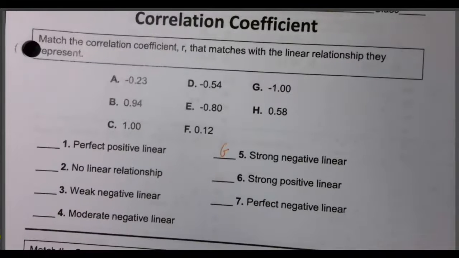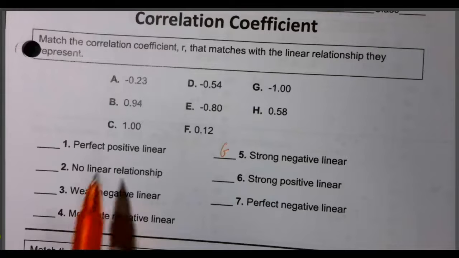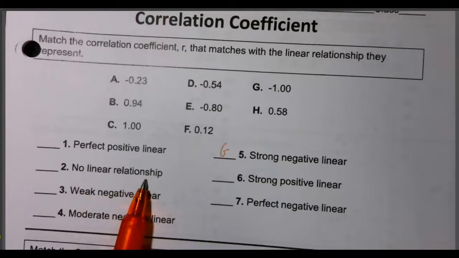Okay, so you go ahead and put in the strong positive one. A perfect positive linear. A strong positive linear. And these letters can be used more than once. Yes. Okay. Now we want a weak negative. We want no linear relationship. I'll let you cover that one. I think you got that one.